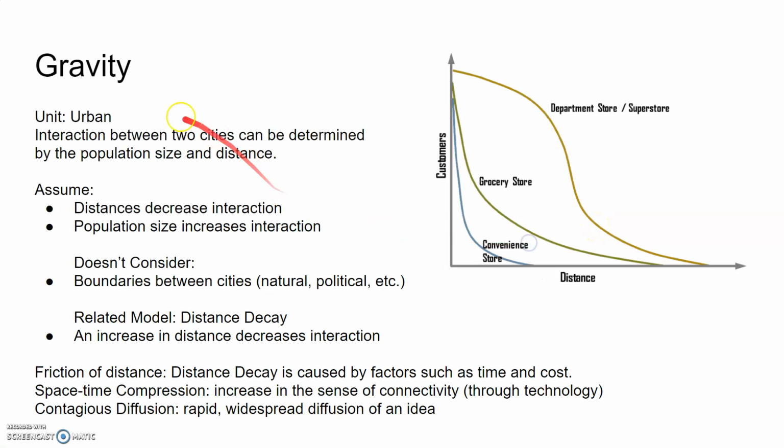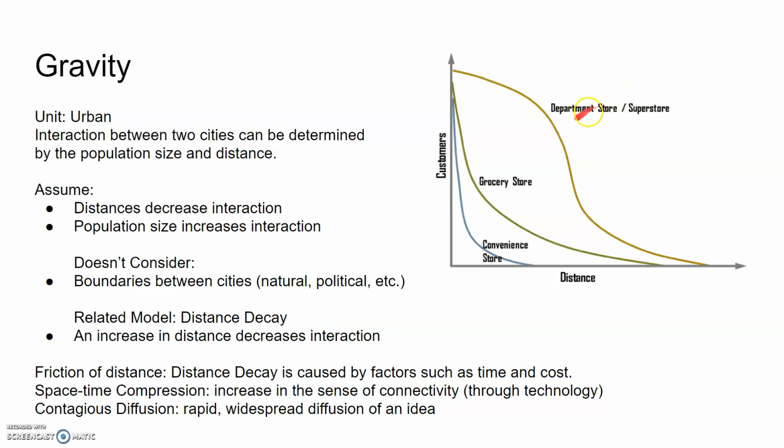So, the first model we're here to talk about is the gravity model. This talks about the interaction between two cities and how they can be determined by population size and distance. This assumes that distance decreases interaction. So, the greater the distance, the less likely we are to interact with it. And population size increases interaction. So the larger a city or a center may be, the more likely we are to interact with it.